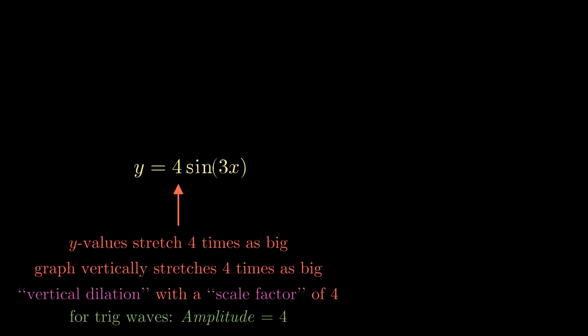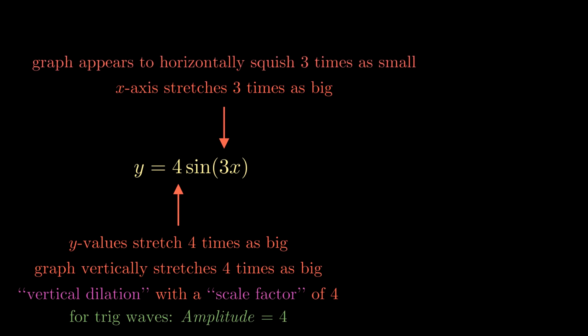Okay. Now what does the 3 do? Well, as we discussed, it stretches the x-axis 3 times as big, and the effect this has visually on the graph is it appears to squish 3 times smaller horizontally. We call this a horizontal dilation, with a scale factor this time not of 3, but of 1/3. And we need that reciprocal, that 1 over, because things are squishing smaller rather than stretching bigger.